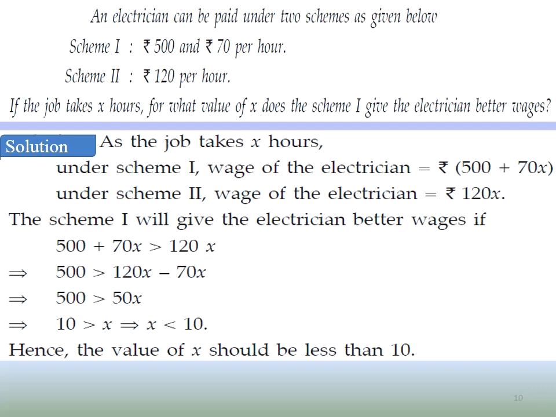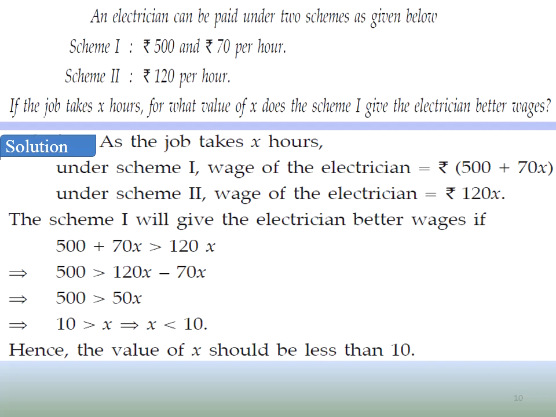Now the solution part. As the job takes x hours, in the first scheme the wage of the electrician is 500 plus 70 into x, and the second scheme is only 120 multiplied with the hours, so it becomes rupees 120x.